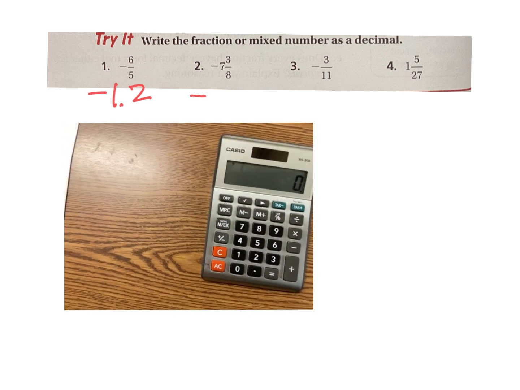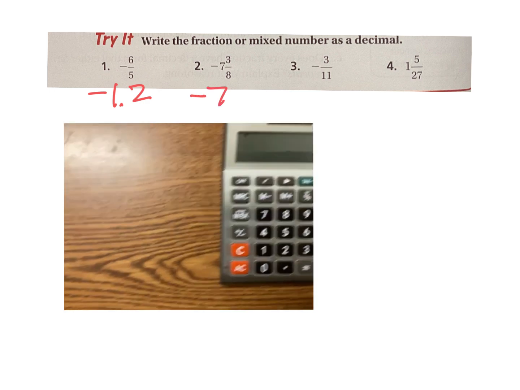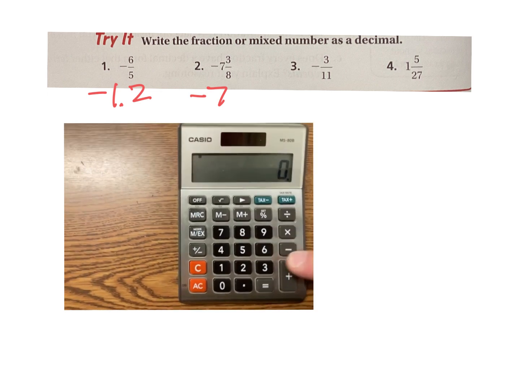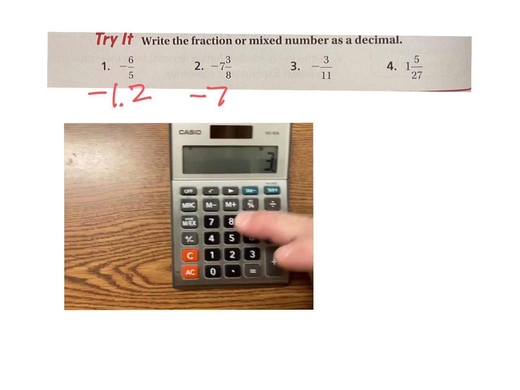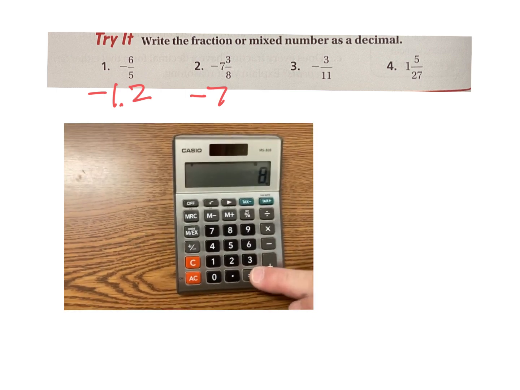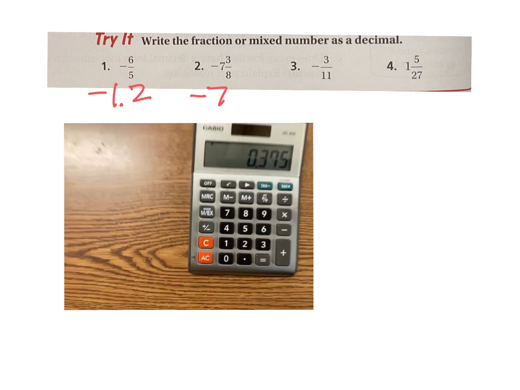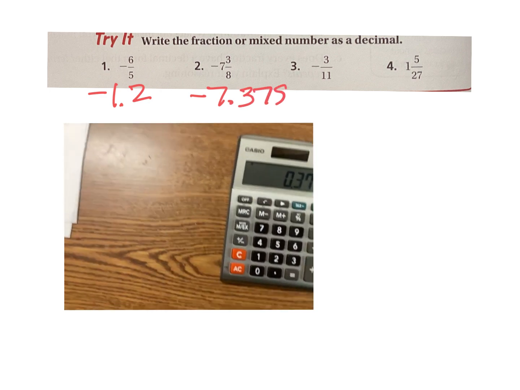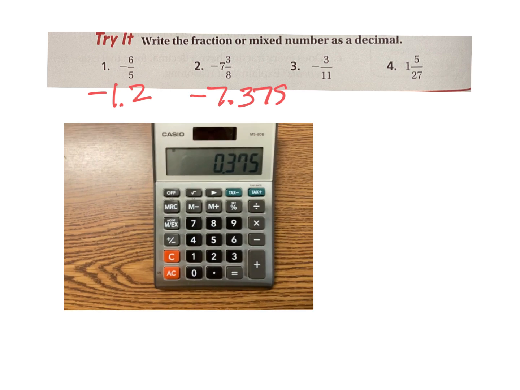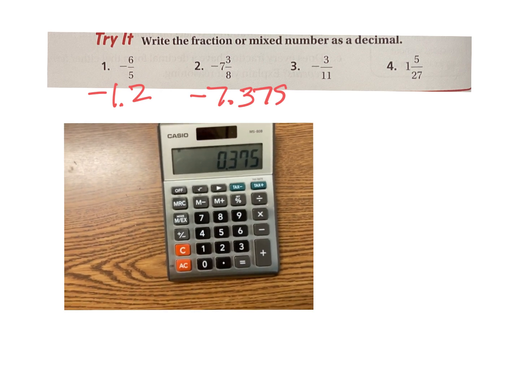Okay. Now, with the next one, I could make it improper, or I could just keep it like this, and I go negative 7, and then all I have to do is type in 3 divided by 8. 3 divided by 8 equals 0.375.